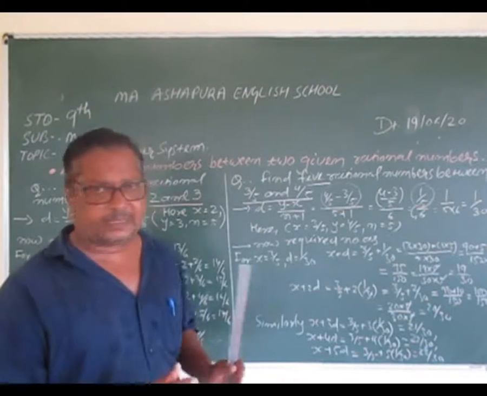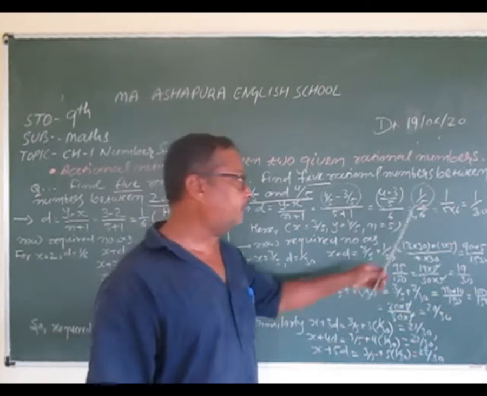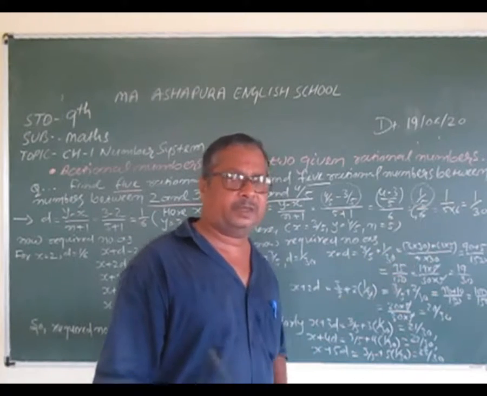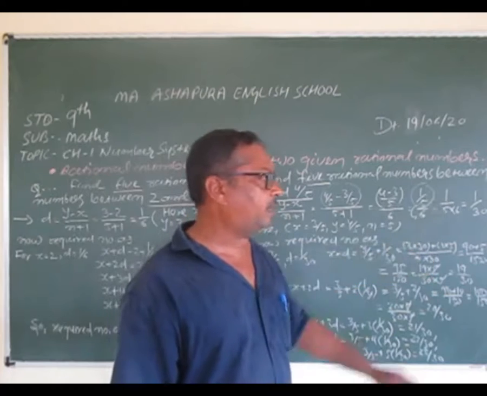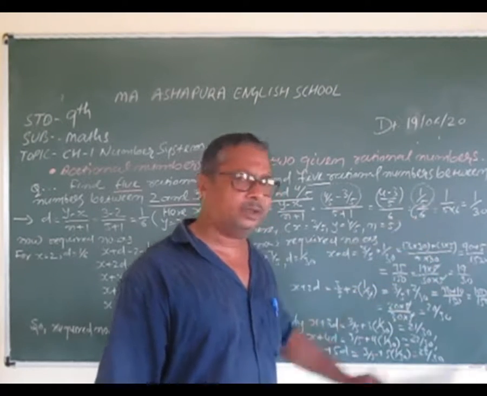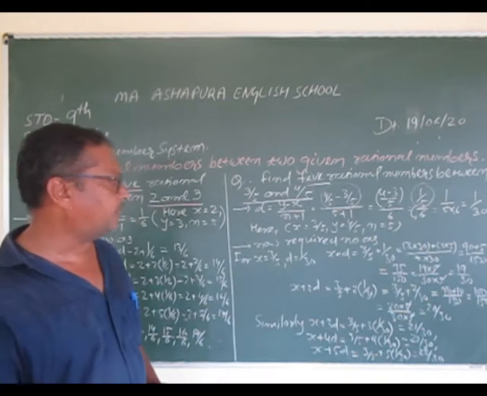Simply, what you have to remember is that the denominators are multiplied together. So 1 by 5 multiplied by 6 is equal to 1 by 30. So our difference is 1 by 30.